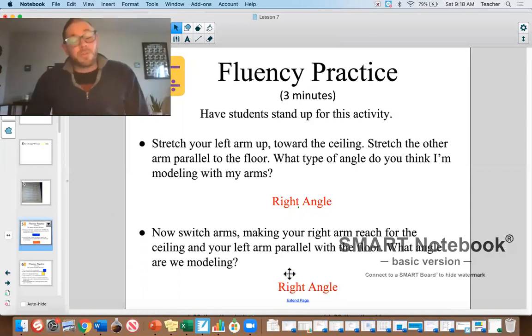You can have a seat, ready to move on to our next slide. Remember, a right angle always looks like the side or the corner of a square. All right, let's move on to our next video.